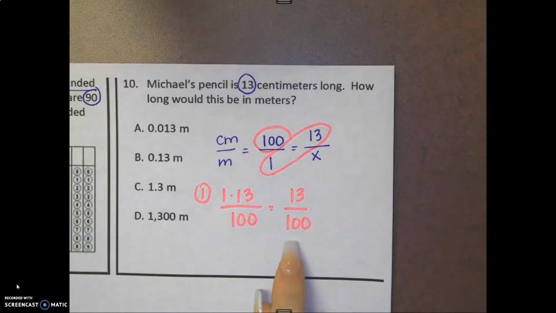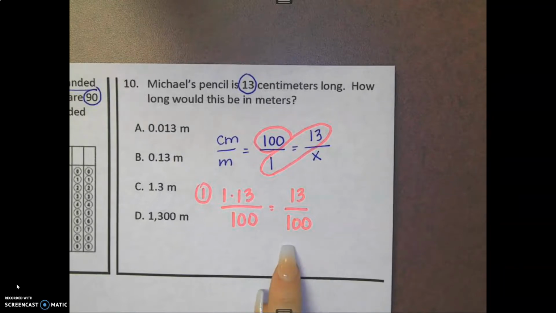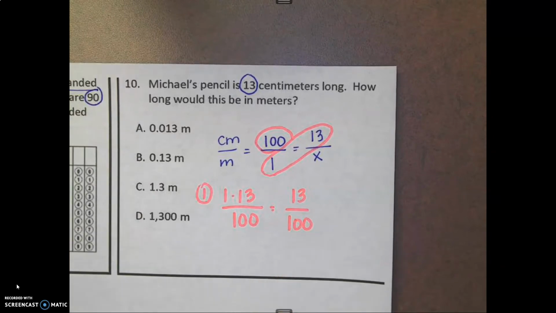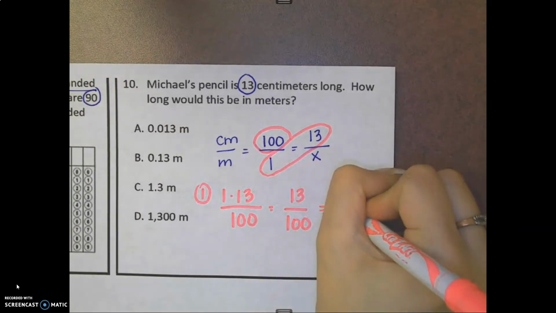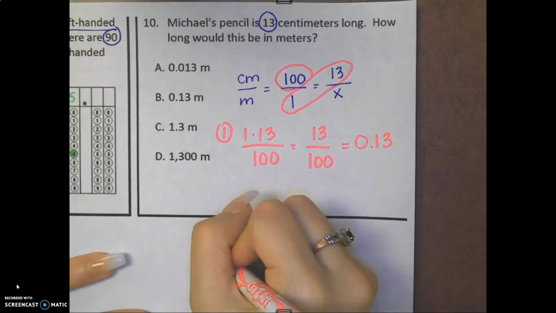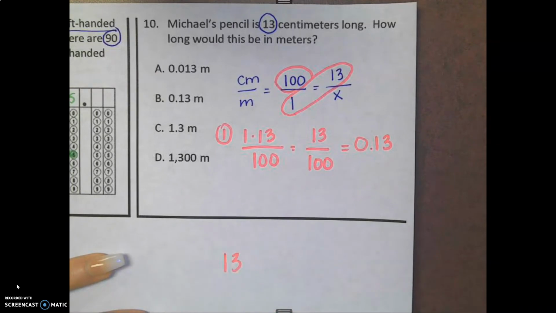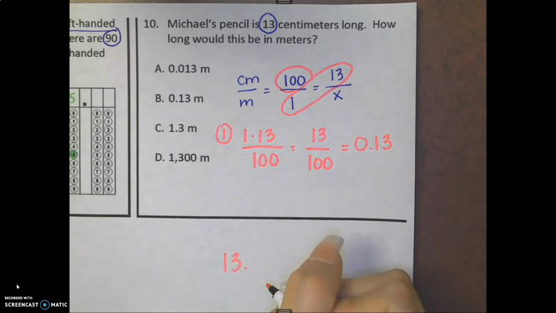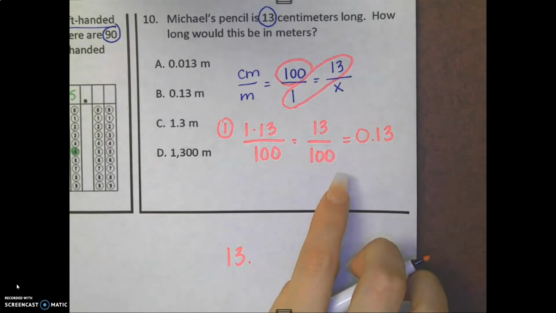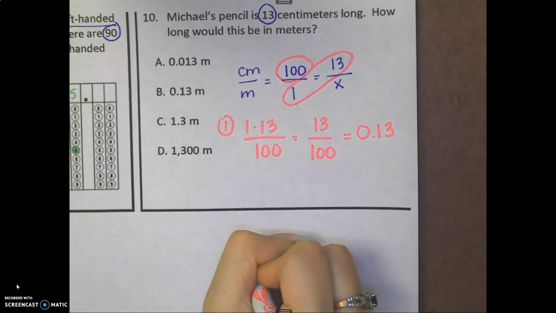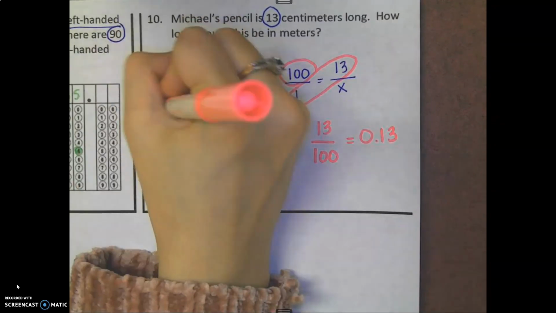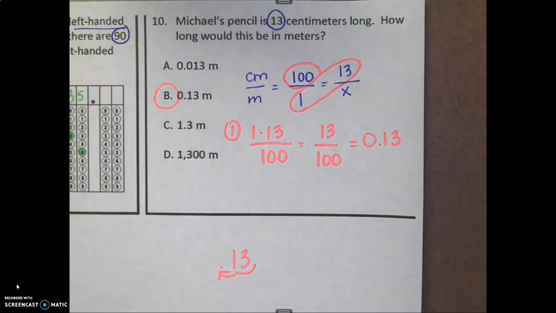Notice how this fraction, you should be able to change it to a decimal. My answers are in decimals. 13 hundredths is the same thing as 0.13. Also, if you have 13 and you're dividing by 100, that's the same thing as moving your decimal 2 places to the left. There's 2 zeros, and then we're dividing, so we want our answer smaller, so we would move it to the left, and we get 0.13. So there's 2 ways you could have done that. So my answer is B.